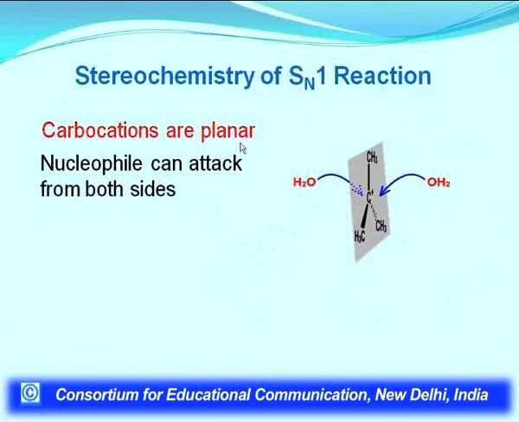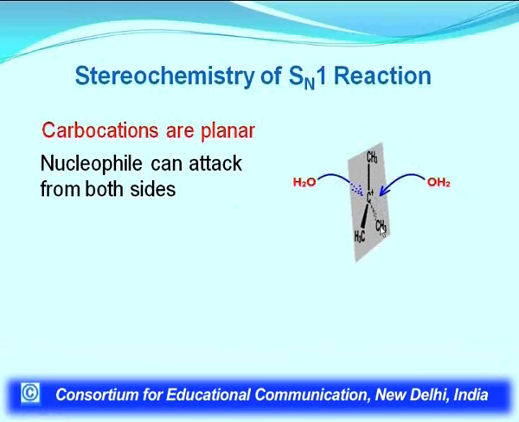Then the stereochemistry of this SN1 reaction. As I said before, carbocations are planar. Now, once a planar species is there, we had discussed that one lobe of the empty p orbital is on this side and another lobe is on this side of this plane. Now, the nucleophile can attack from both sides. This water molecule is the nucleophile here; it can come from this side as well as from this side and form the bond.